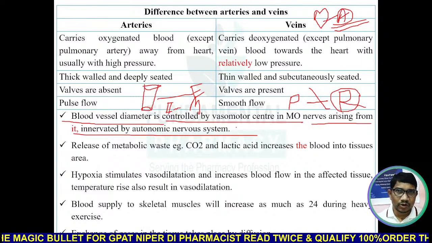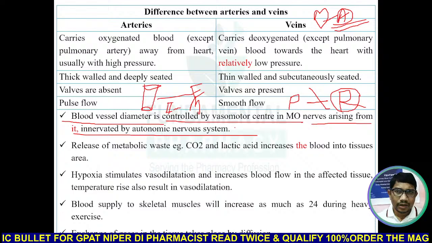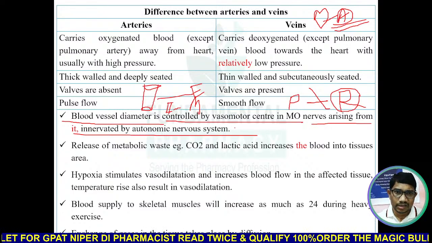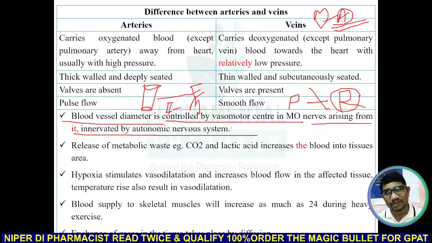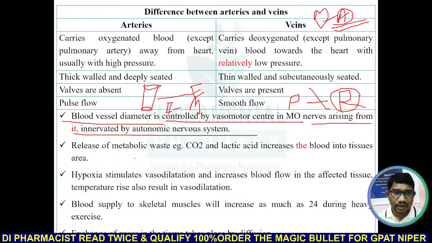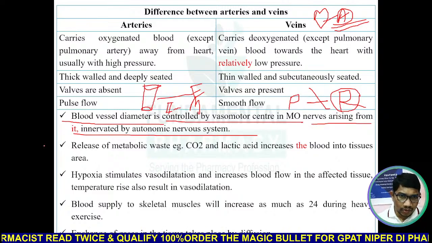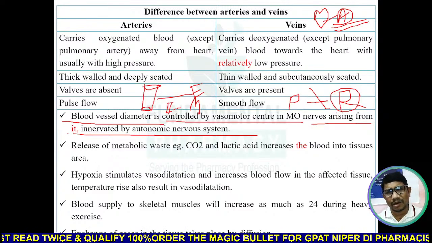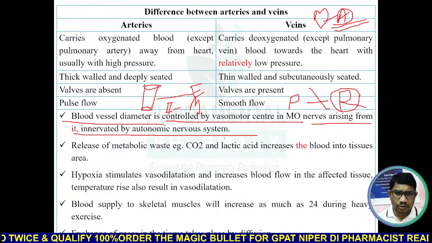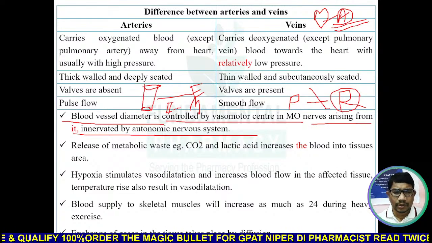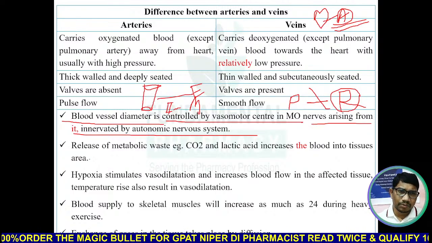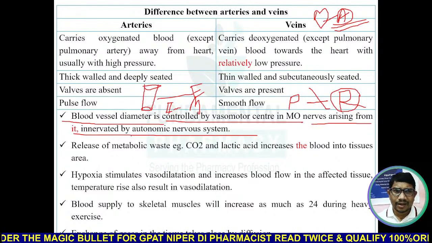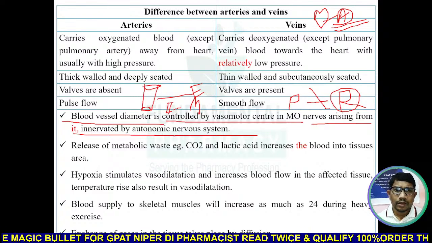मतलब जैसे blood pressure कम होगा, तो the vasomotor center will react and it will constrict the blood vessel, so that the peripheral resistance will increase and cardiac output increase, blood pressure will increase. Right now, the diameter of arteries and blood vessels is controlled by the vasomotor center in the medulla oblongata of the brain. From that, nerves are arising and supplied to blood vessels.